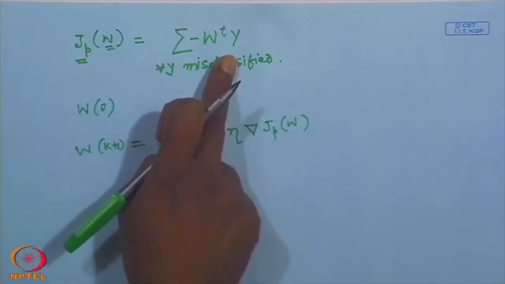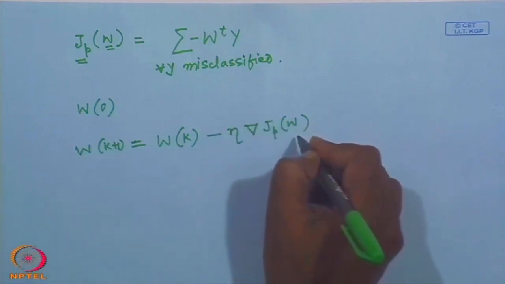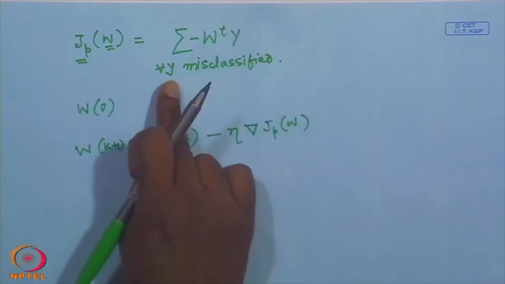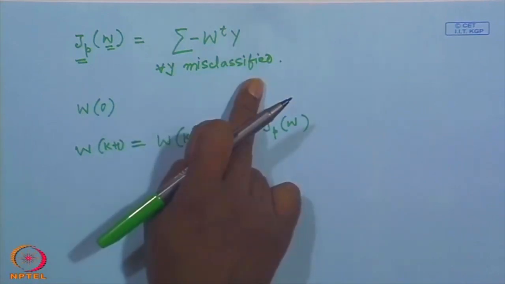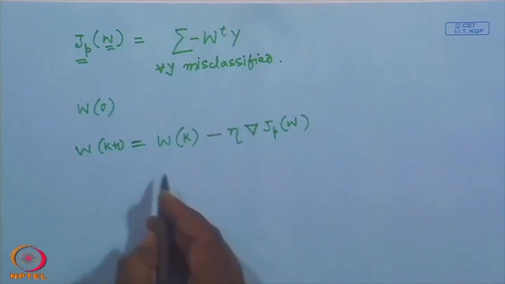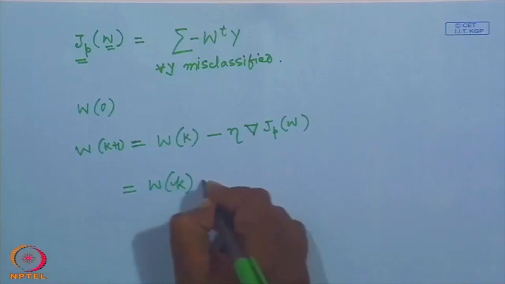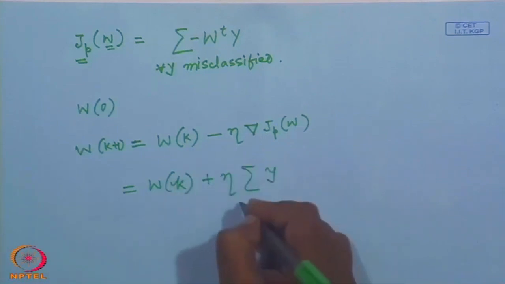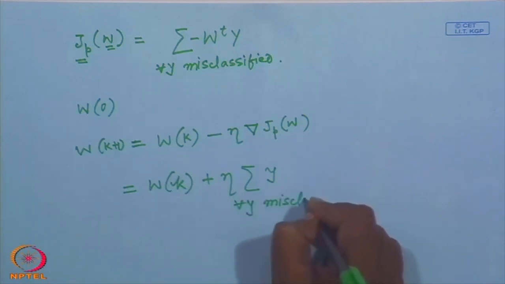where Jp(W) is given like this. And if I take gradient of Jp(W), it will be nothing but minus summation of y for all the samples y which are misclassified. So, effectively this algorithm comes to W(k) plus eta times sum of y for all y which are misclassified.